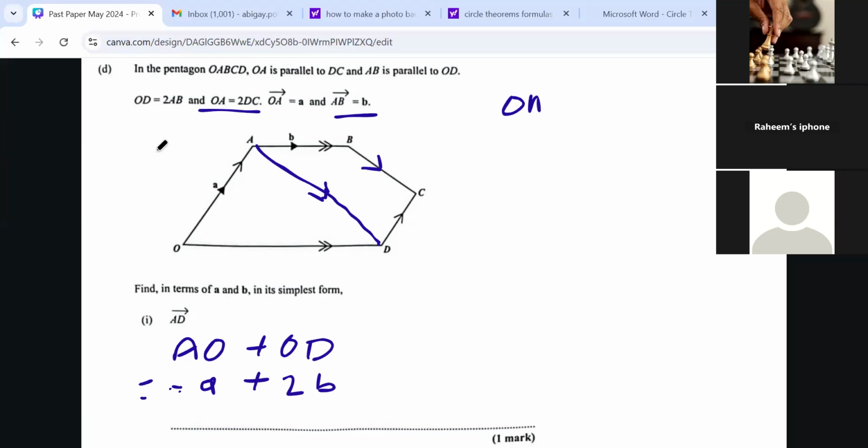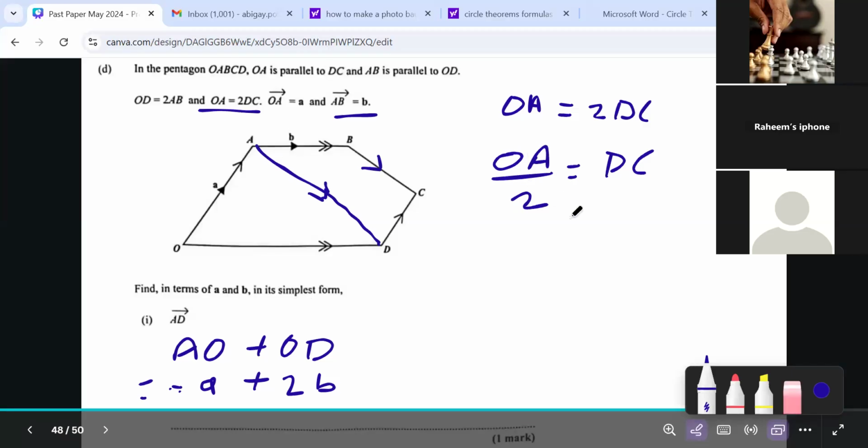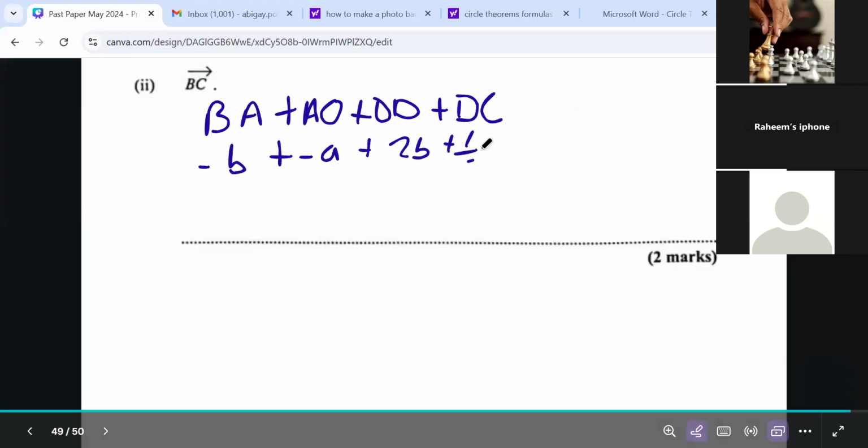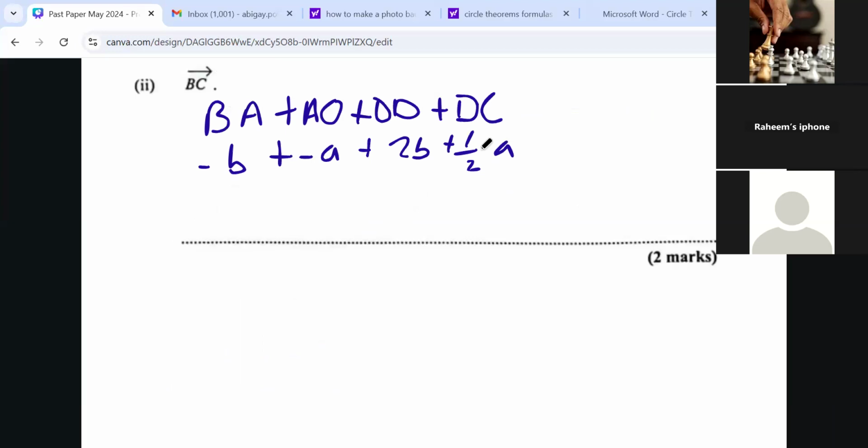So if I use this, I have to make DC the subject. Good? So that means my 2 is going to come over here, so it's going to divide OA by 2 to give DC. So that means half of OA is DC, and OA is what? A. So in order for me to write that now, I'm going to write it as half of A. Half of A is DC. Good.